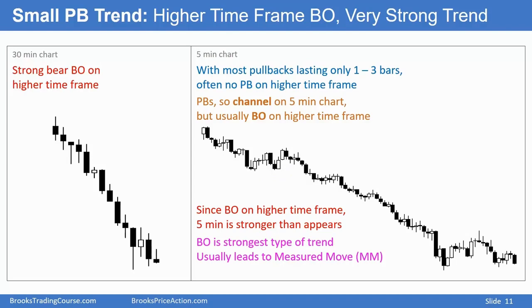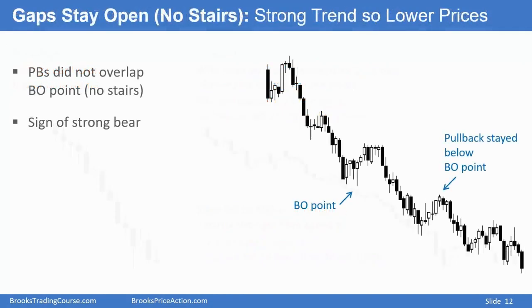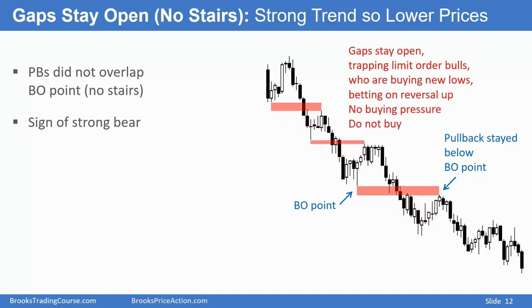These gaps that I talked about are really important. They make it likely to be a small pullback bear trend rather than a trading range. So look at this. We got a breakout here below this breakout point, did not overlap. And we got a breakout here, did not overlap. The pullbacks are not going over the breakout points. And that is one of the hallmarks of a small pullback trend.